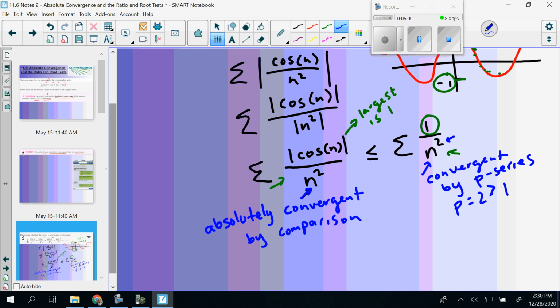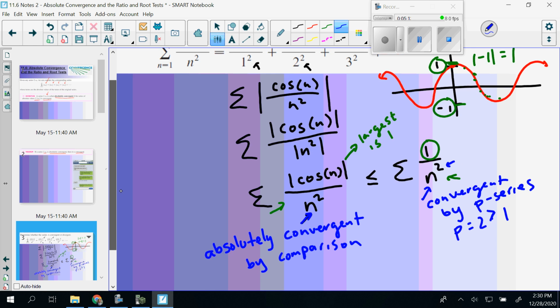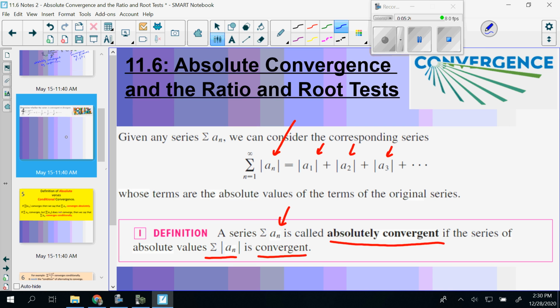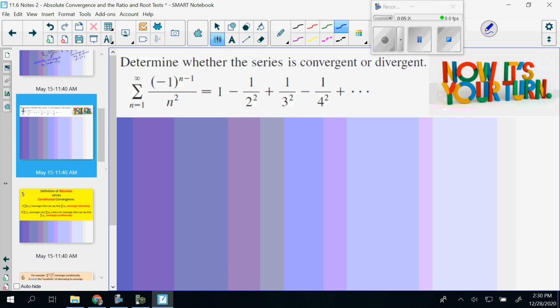So what that tells us is that series is absolutely convergent, meaning that it also is just regularly convergent as well. So this one is a convergent series, and we can even go further by saying absolutely convergent. All right, let's have you pause the video and try one out, see if you think this one is convergent or not.